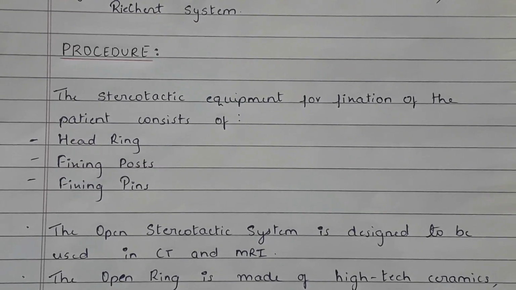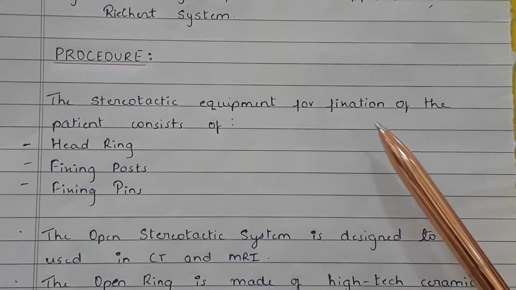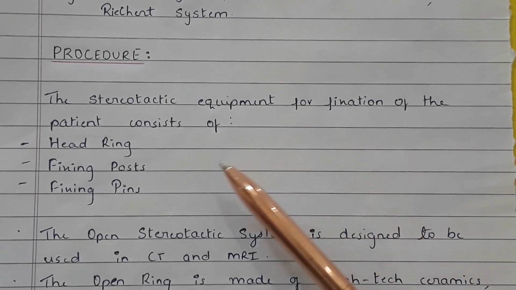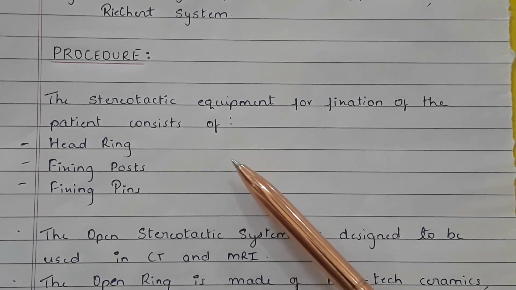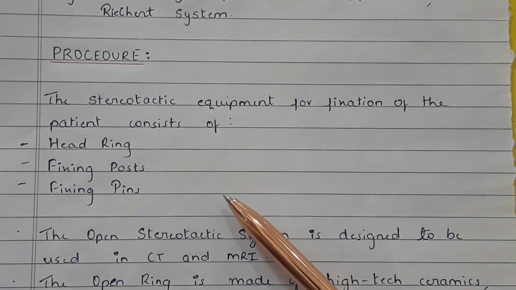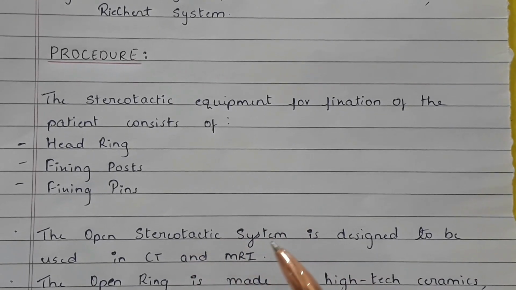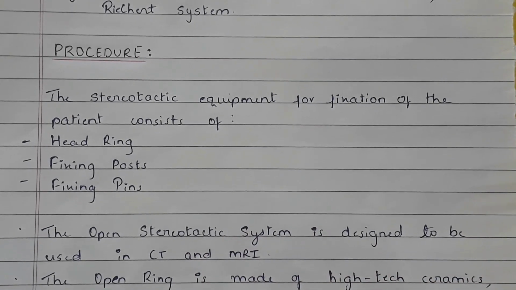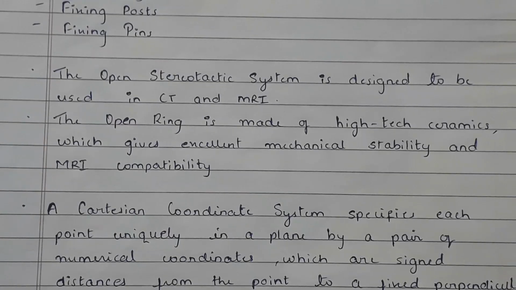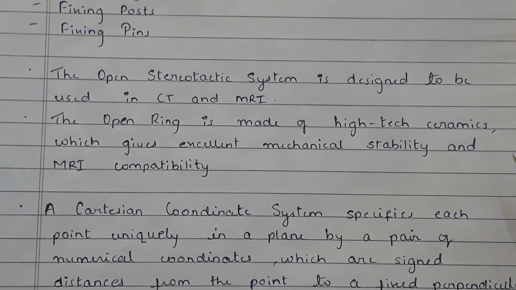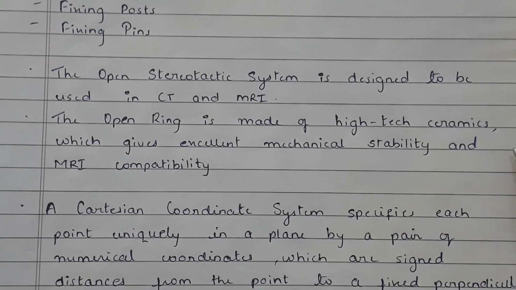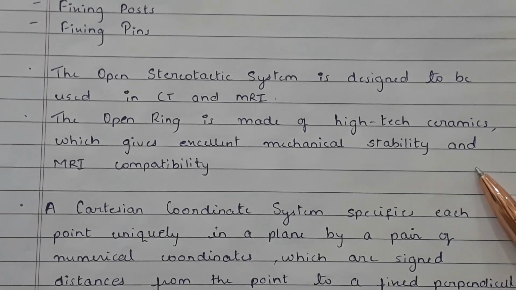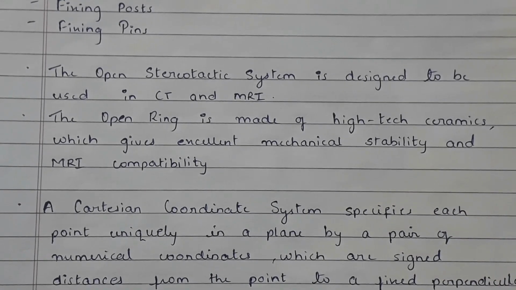Procedure. The stereotactic equipment for fixation of the patient consists of the following: the head ring, fixing posts, fixing pins. The open stereotactic system is designed to be used in CT scan and MRI. The open ring is made up of high-tech ceramics which gives excellent mechanical stability and MRI compatibility.